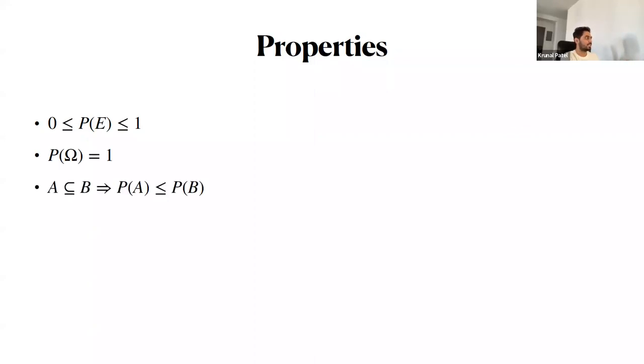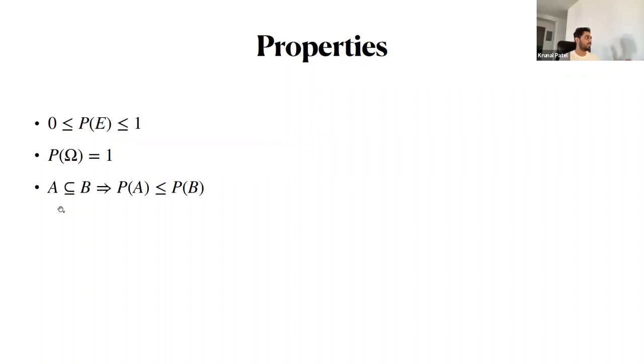Okay, so the properties. These are very basic properties. Probabilities, as you all know, are between 0 and 1. It's basically the number of favorable outcomes divided by the total number of outcomes, which is why it's between 0 and 1, right? So the probability of the entire sample space is always 1.